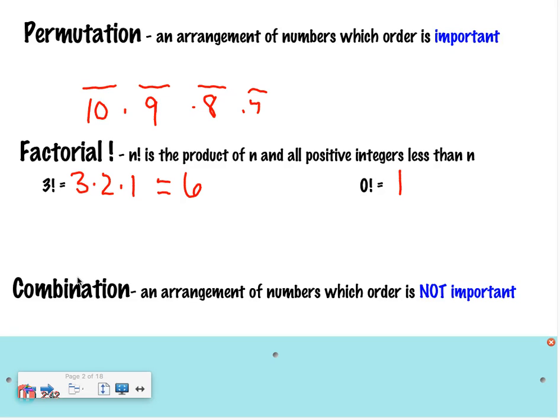And lastly, a combination. It's an arrangement of numbers in which the order is not important. So if we just need to figure out how many people are being selected, but we didn't care in what order, we would use a combination.